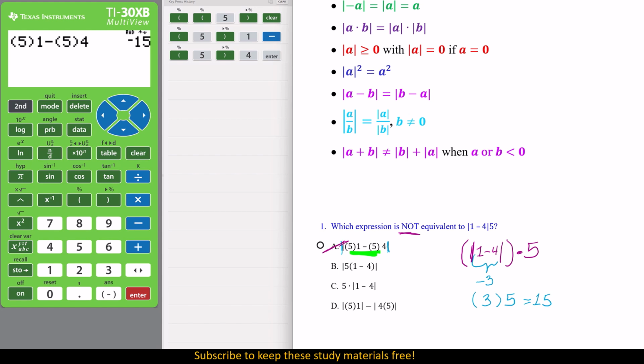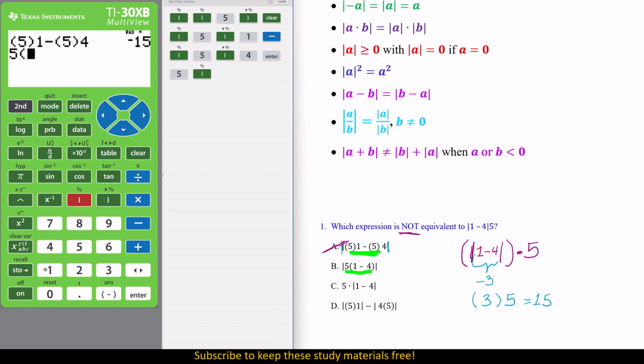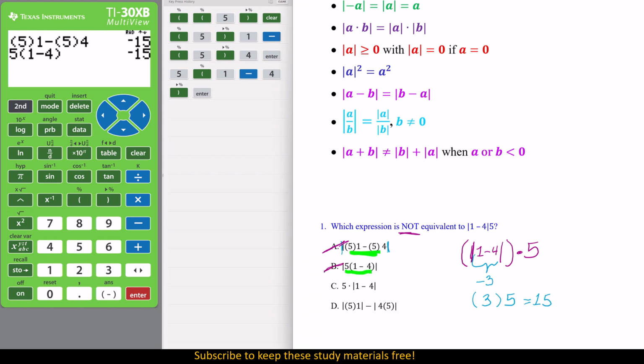We want what is not equivalent. Now we do the same thing. We take this middle part, put it in the calculator exactly the way you see it. So 5 parentheses 1 minus that 4. And now let's push enter. Yes, if we put that in absolute value, it would end up being 15. Well, that's equivalent. That's not what we're looking for.